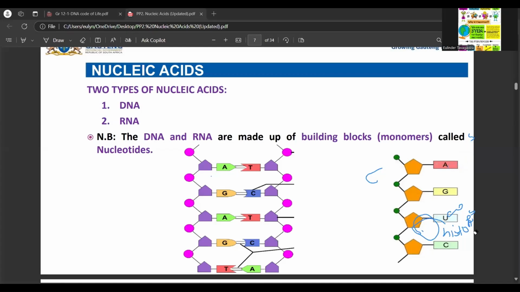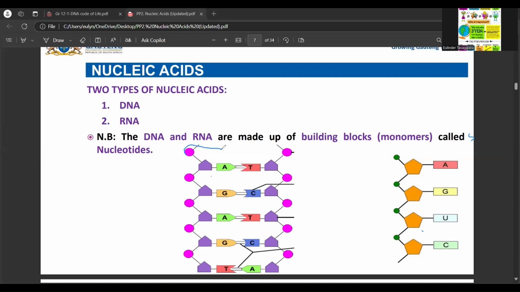Right, the first one is the DNA. We have DNA and RNA, right? So what is it made of? Right, it is made of nucleotides. So when we're talking about the nucleotide, if you check very well here, this is what we are calling the nucleotides.